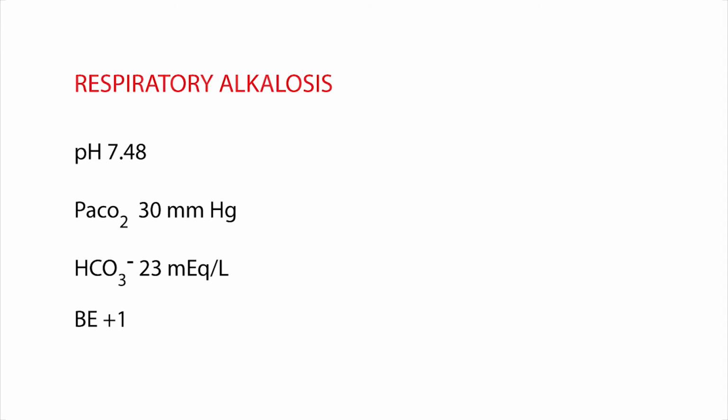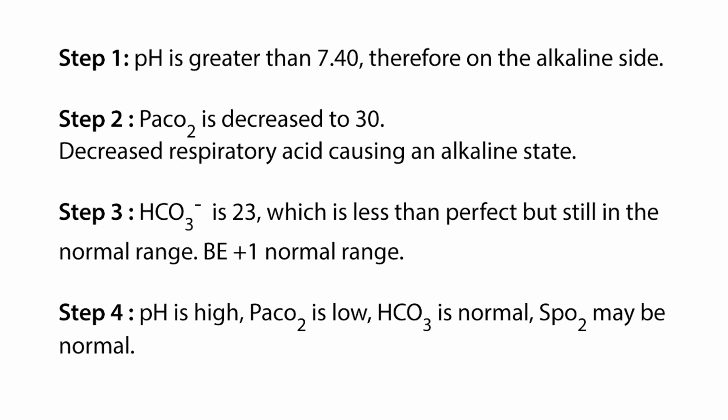Respiratory alkalosis. Let's take an example. Patient comes with a pH of 7.48, PaCO2 of 30, bicarb 23, and base excess +1. So let's start the analysis. Step 1. Look at the pH. pH is greater than 7.40, on the alkaline side. Step 2. Look at the PaCO2. It is decreased to 30, reflecting hypocapnia. This signals alveolar hyperventilation, decreased respiratory acid causing an alkaline state.